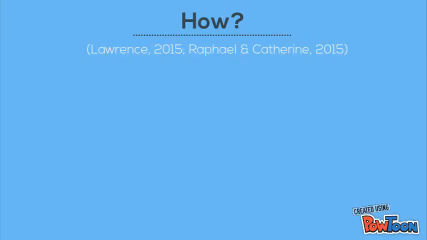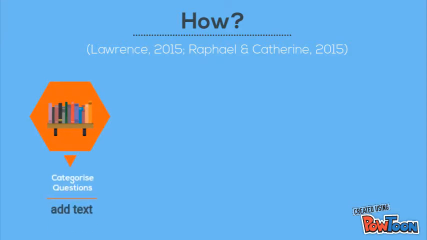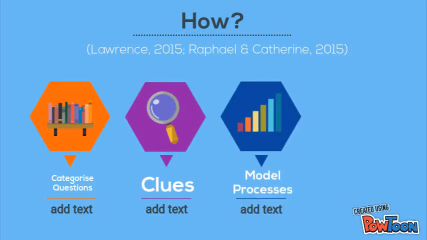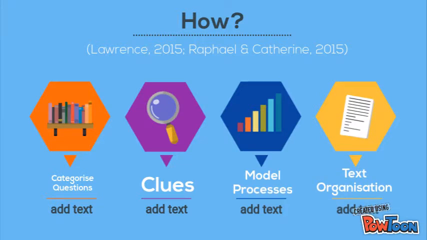This is done by first explicitly teaching the different categories of questions, and then teaching the students how to find the clues that identify those questions, which is usually the wording. Then, modeling the processes, both the cognitive and the tangible, that would go into finding the information to answer those questions. And finally, teaching students about text structure and organization, to show them where authors are likely to include explicit meaning.